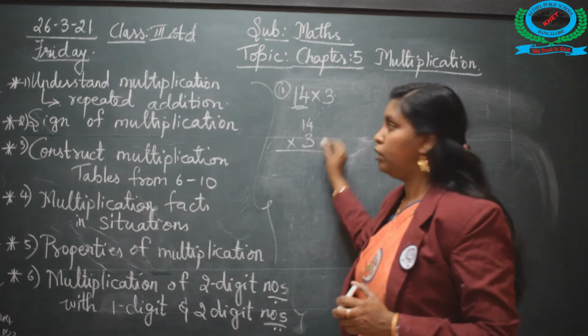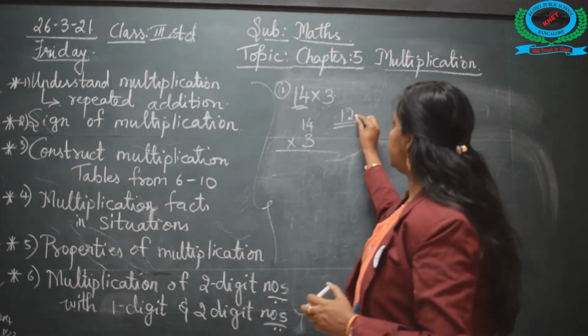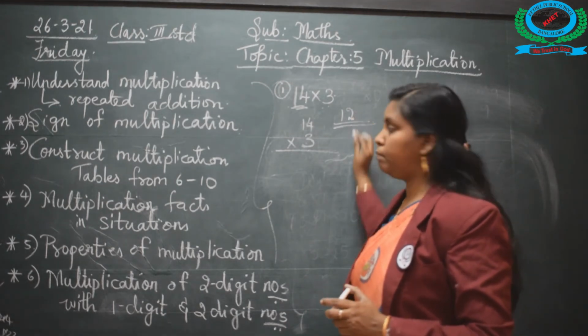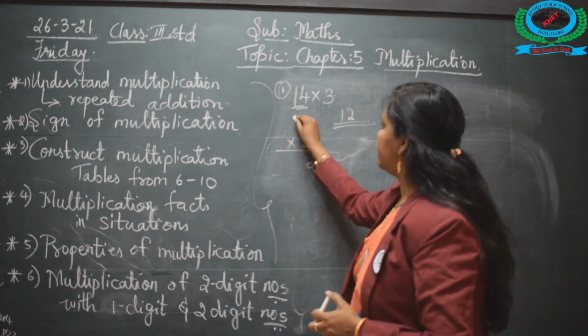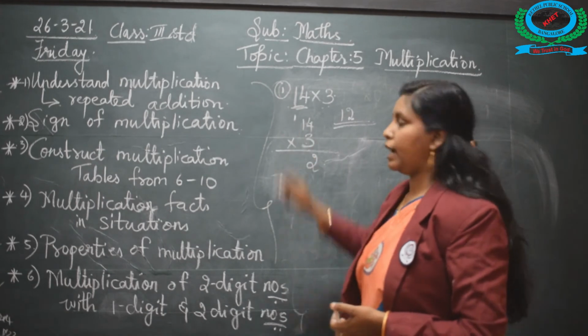So what you will do, 12 is again a two-digit number. So this unit place 2, the number in this unit place, you will put it here only. And 1 you will carry here, like in your addition and subtraction you will carry it.